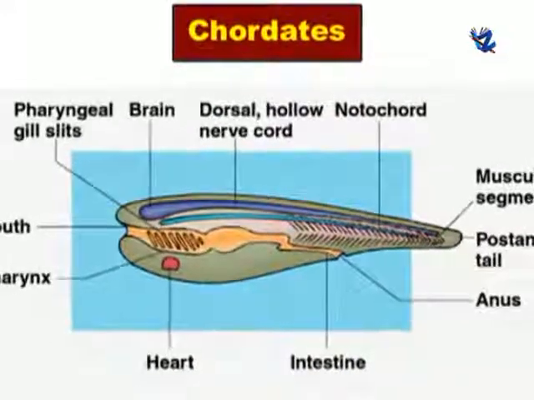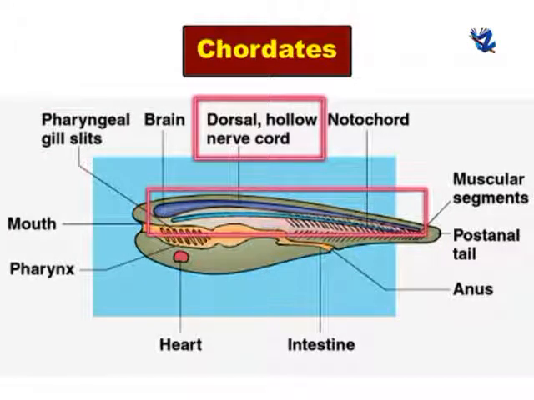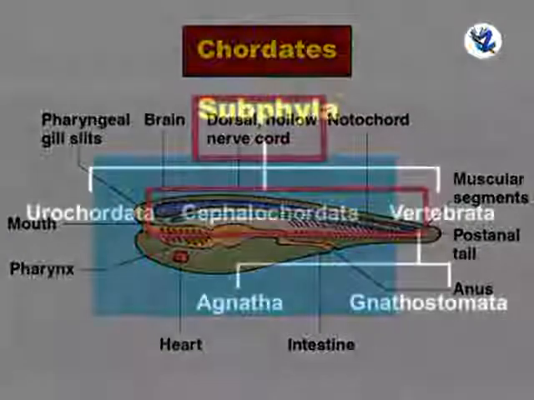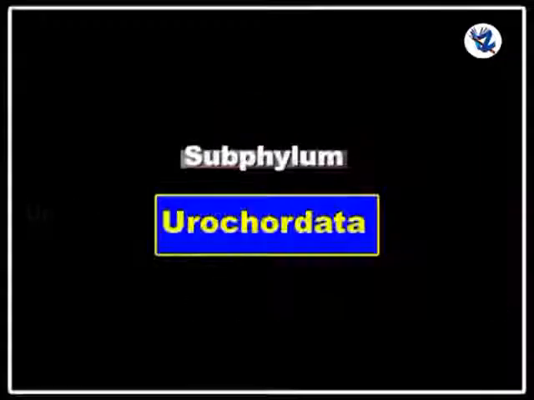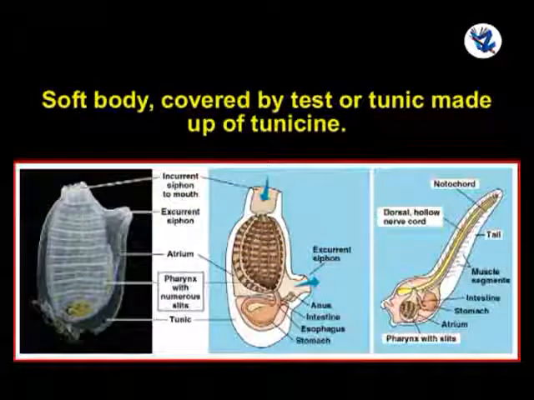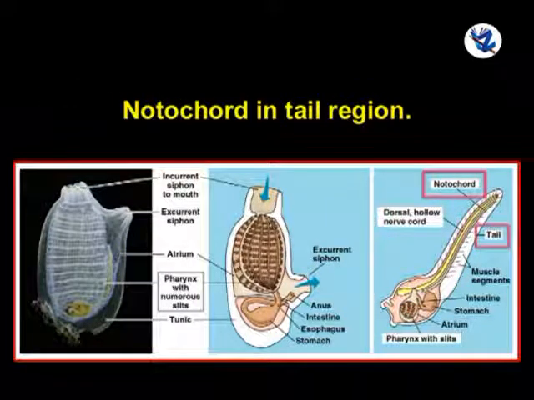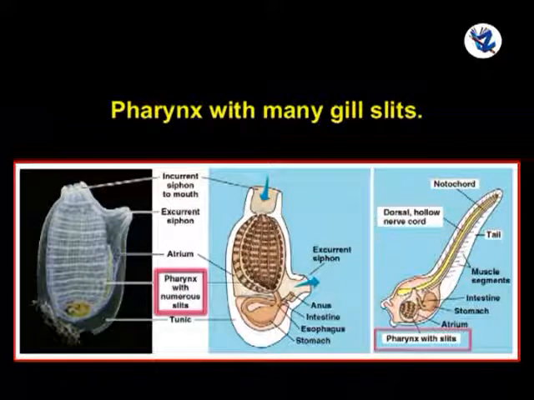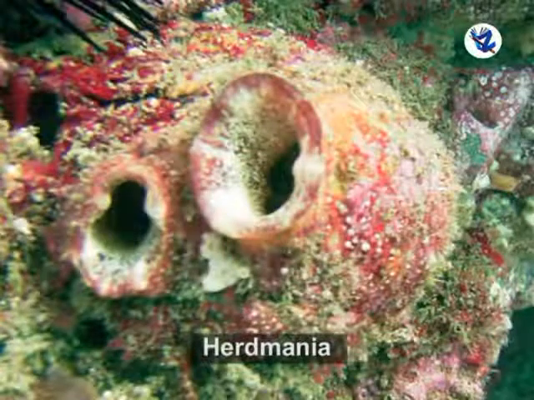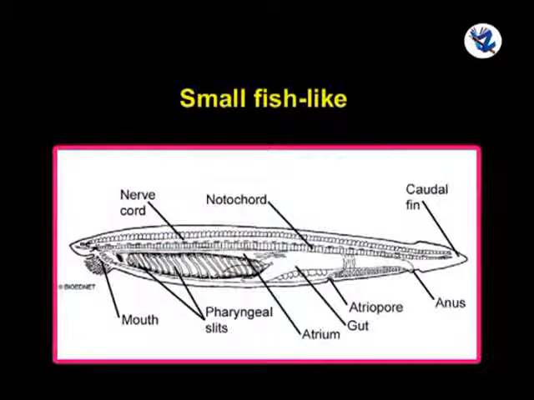Now we'll see about the chordates. These are the distinguishing features of phylum Chordata. Presence of gill slits in the pharyngeal region. Hollow dorsal nerve cord running throughout the body length. It is divided into 3 subphyla. These are as follows: Urochordata, soft body covered by test or tunic made up of tunicin. Notochord in tail region, exclusively marine, pharynx with many gill slits. Example: Herdmania.